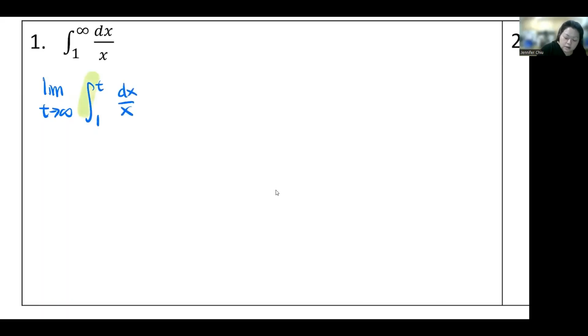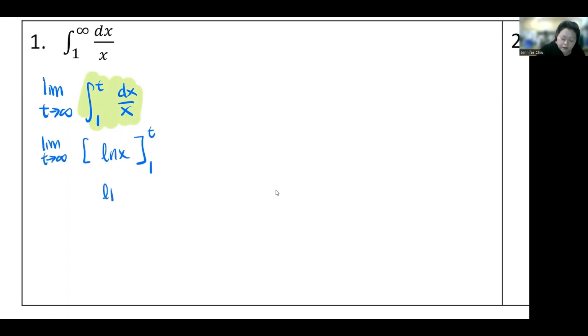And now you're only dealing with this right here because you know how to take the antiderivative of that. So deal with that first, and then we'll bring in the limit after, right? So you know the antiderivative of dx over x is natural log of x. You evaluate it from 1 to t. Don't forget you still have your limit out here, right?